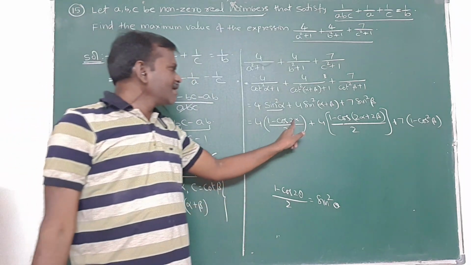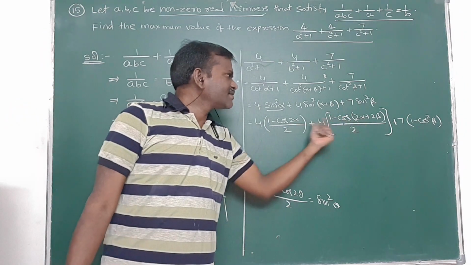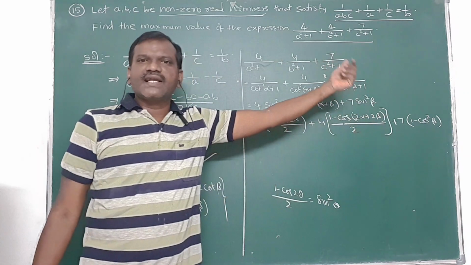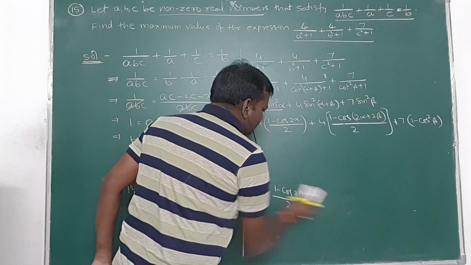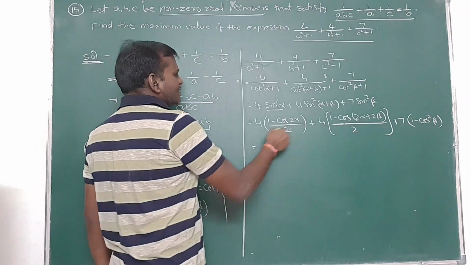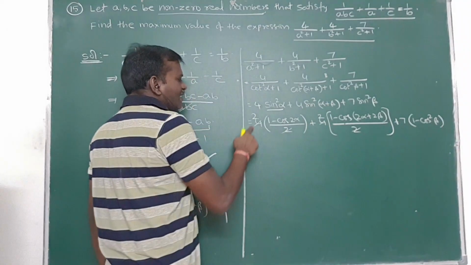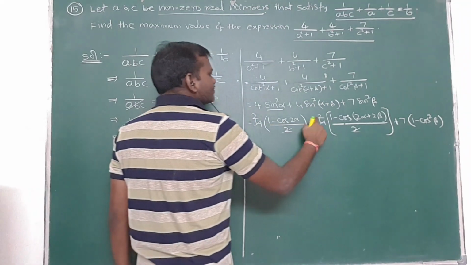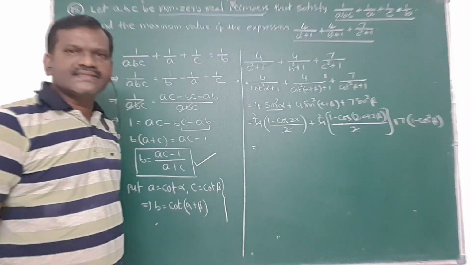Why? Because here cos 2 alpha and cos 2 alpha plus 2 beta are there. If I apply these two, I can get that one, or we can write that at the end. That means here this 2 times, it will go 2 times. Here also 2 times. So what is the constant part here? 2 plus 2 plus 7, that is 11.